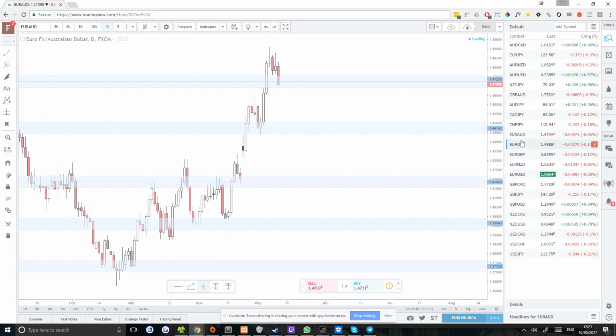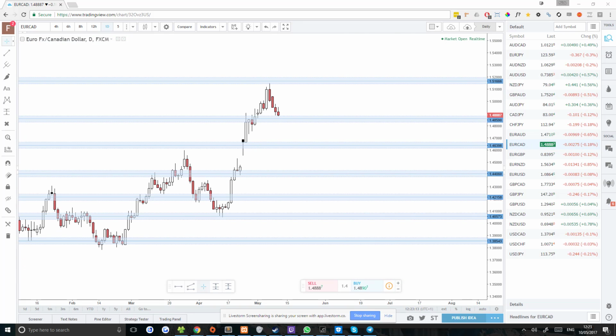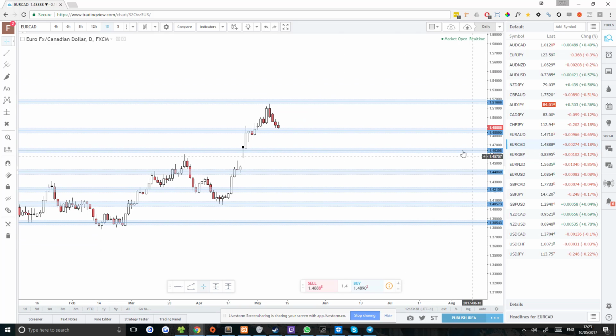But with Euro CAD, it has more room to the upside. So Euro CAD, if we were to enter a continuation reversal here, we have much more room before it hits its most recent high. So this one has a lot more potential. So I'm going to keep a very close eye on Euro CAD for a continuation reversal.